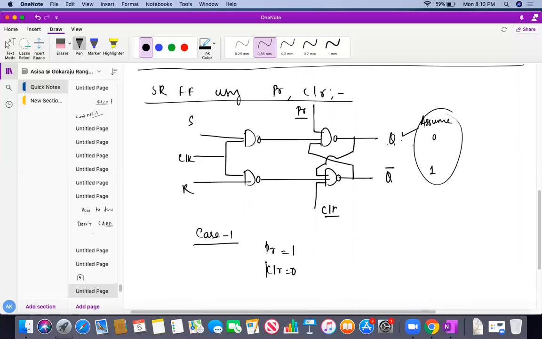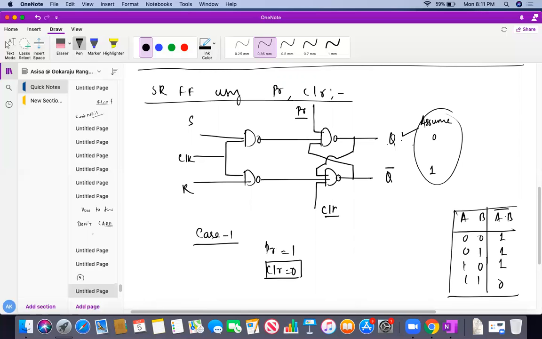Am I correct? Preset equal to 1 and clear equal to 0. Now see here, what is my truth table of the NAND gate? So these are all NAND gates. A, B, output: 0 0 gives 1, 0 1 gives 1, 1 0 gives 1, 1 1 gives 0. So what can you understand from the truth table? If any input of the NAND gate is 0, my output is 1.